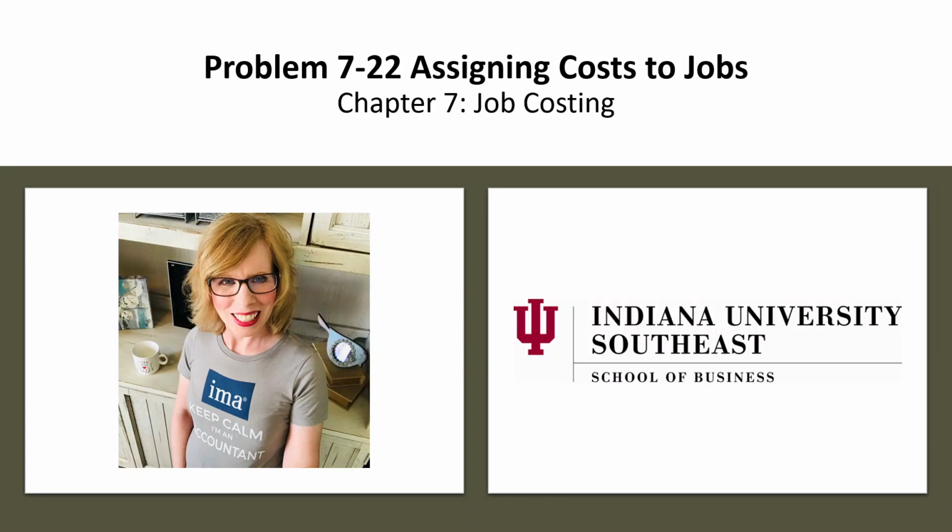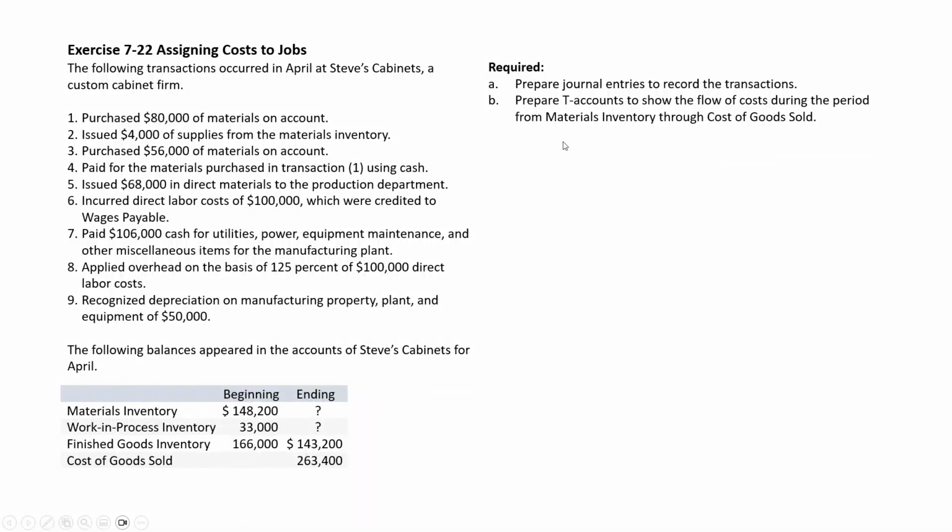In this video, I'm going to demonstrate assigning costs to jobs in a job order costing system using problem 722 as an example. They ask us to both record the journal entries and then post those journal entries to the T accounts to represent the flow of costs throughout those accounts.